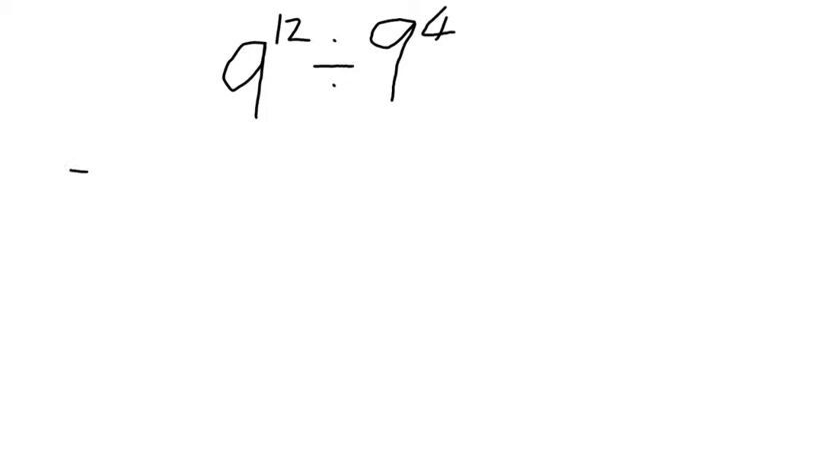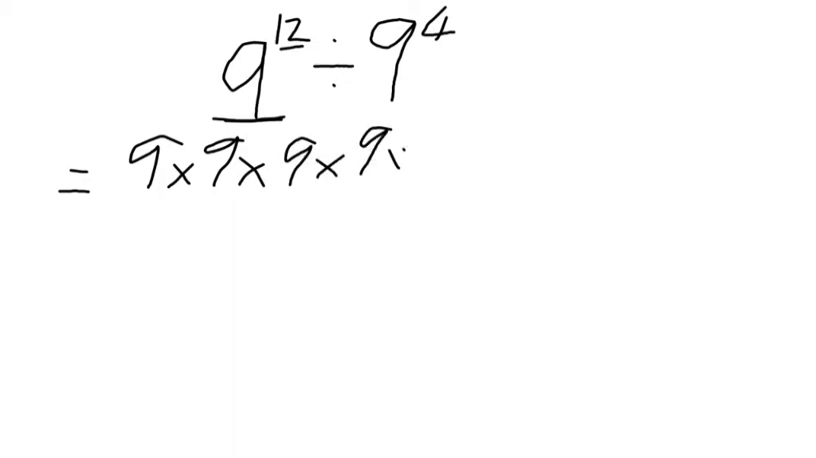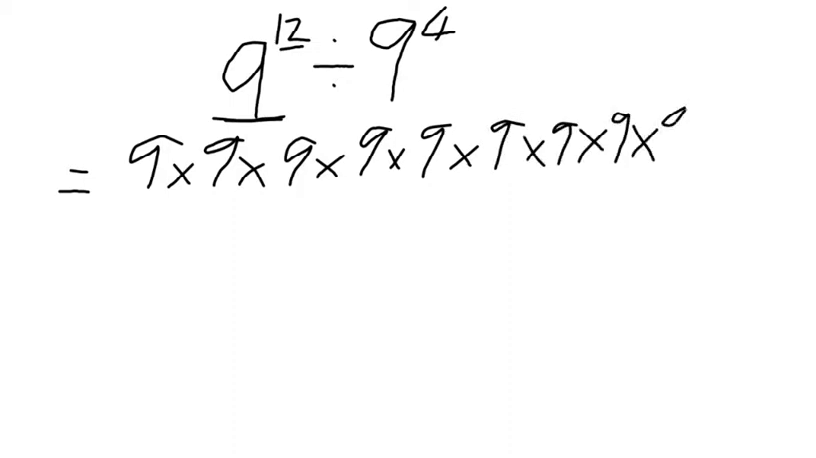Well, our base is 9. How many times do we need to multiply 9 by itself? We need to do that 12 times. So 9 times 9... So we got 1, 2, 3, 4, 5, 6, 7, 8, 9, 10, 11, 12.